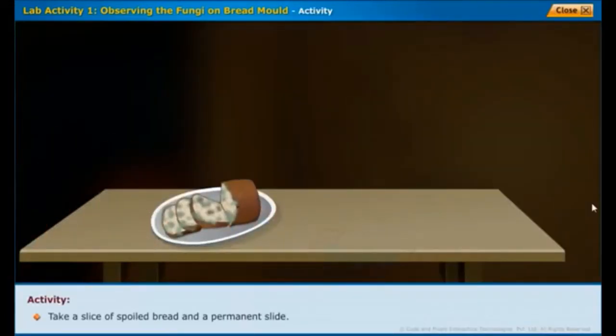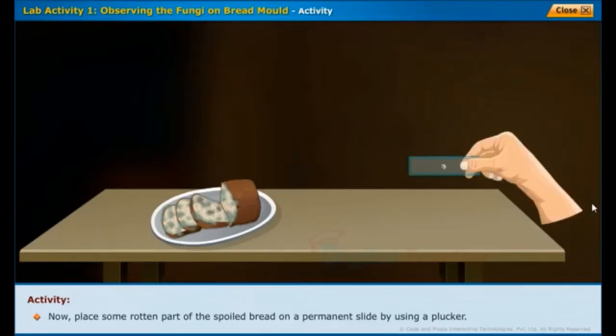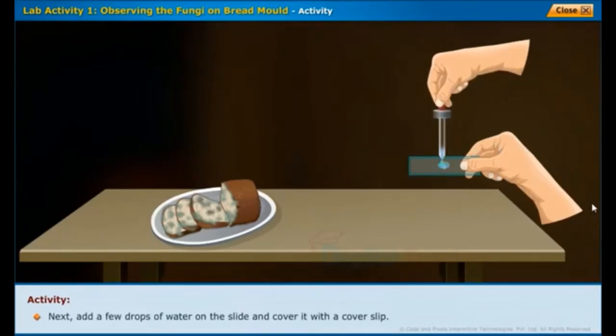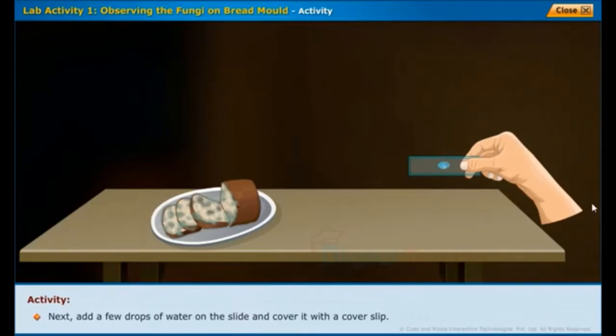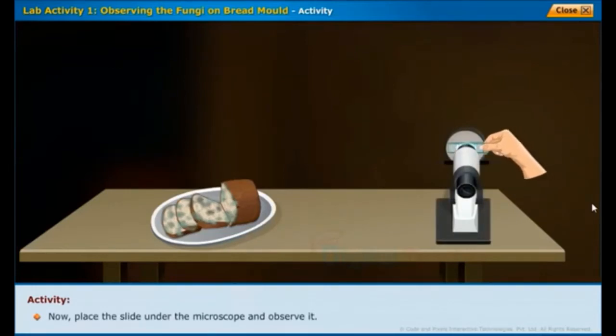Take a slice of spoiled bread and a permanent slide. Now, place some rotten part of the spoiled bread on a permanent slide by using a plucker. Next, add a few drops of water on the slide and cover it with a cover slip. Now, place the slide under the microscope and observe it.